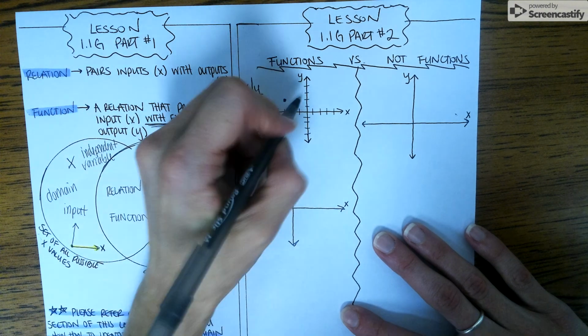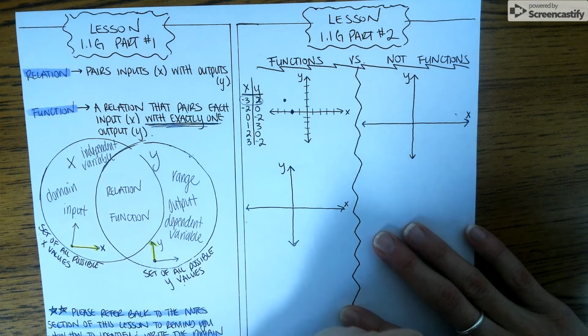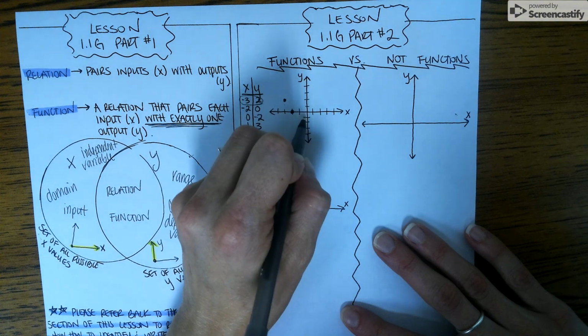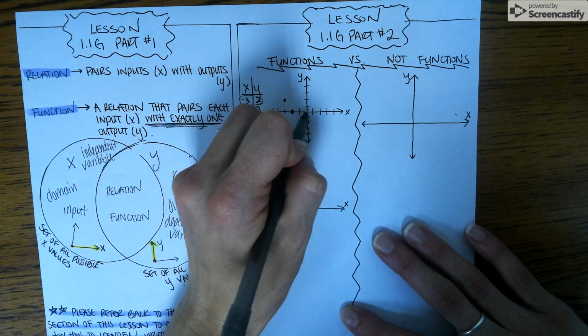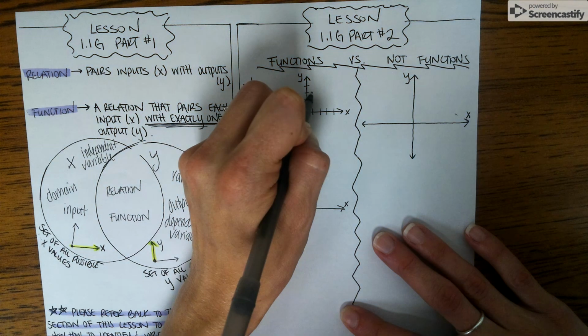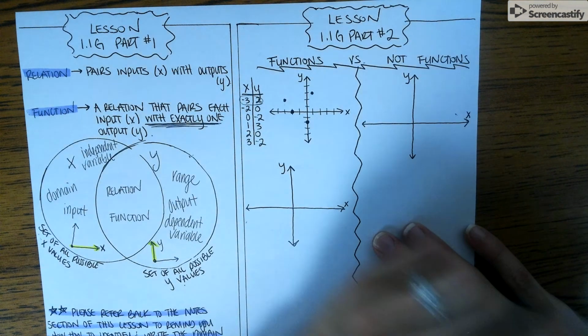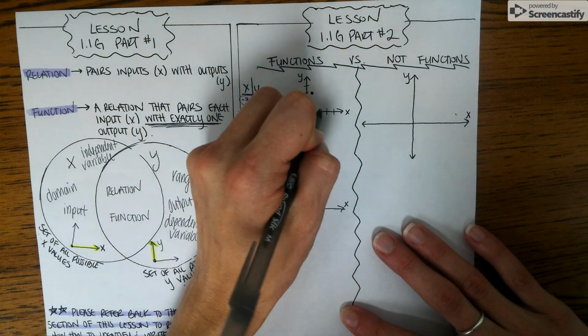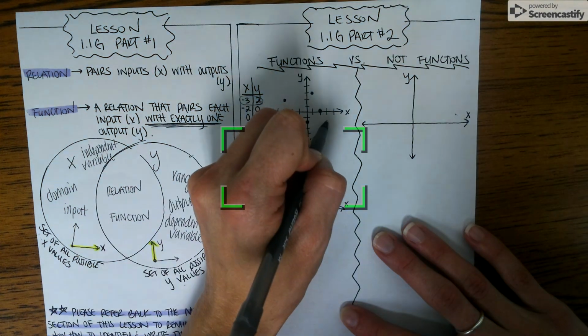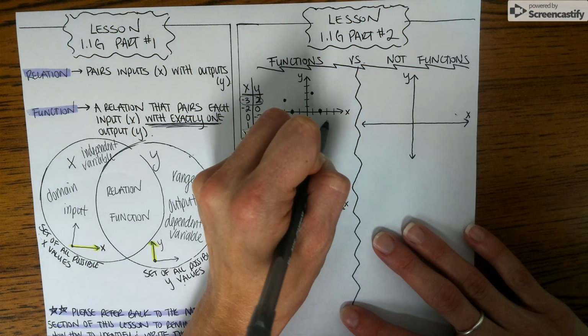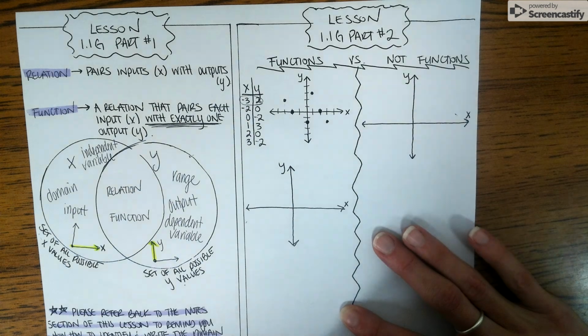-2, 0 is right on the x-axis. 0, -2 is right on the y-axis. 1, +3 is right there. 2, 0, again, is on the x-axis. And then 3, -2 is about right there on my quick sketch graph.